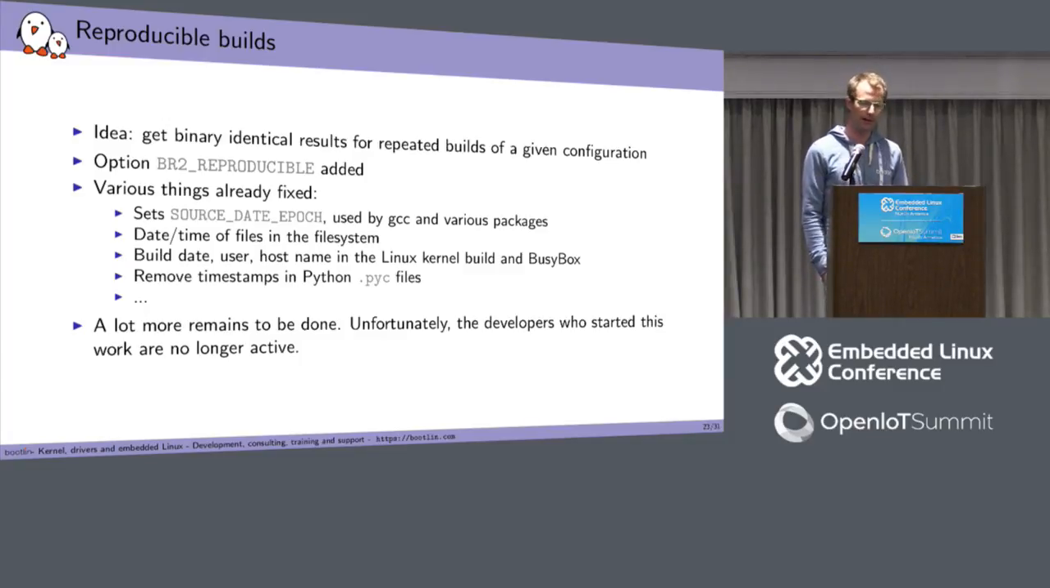What has been added is the basics. We've got an option that says, okay, I want my build to be reproducible. It sets a variable that's observed by GCC and a number of packages to avoid using timestamps, which obviously break the reproducibility of the build. And a number of other things have been tweaked here and there. But a lot more remains to be done, and if there's one area where contributions are welcome, that would be one area. The people who started that effort are no longer really active anymore. So yeah, help is welcome to push that further.